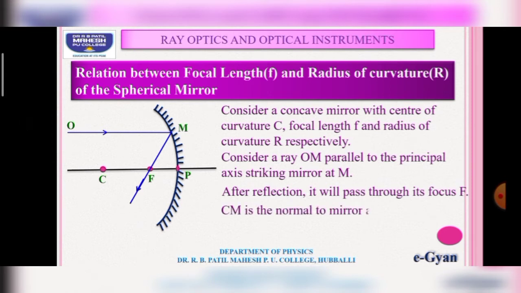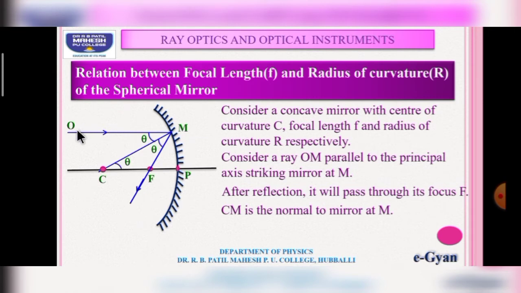Now draw a normal at point M which passes through the center of curvature. Here CM is the normal at point M to the mirror. Let theta be the angle of incidence. Since these rays obey the laws of reflection, the angle of reflection is also equal to theta. Now angle OMC and angle MCP are alternate angles, hence angle MCP is also equal to theta.